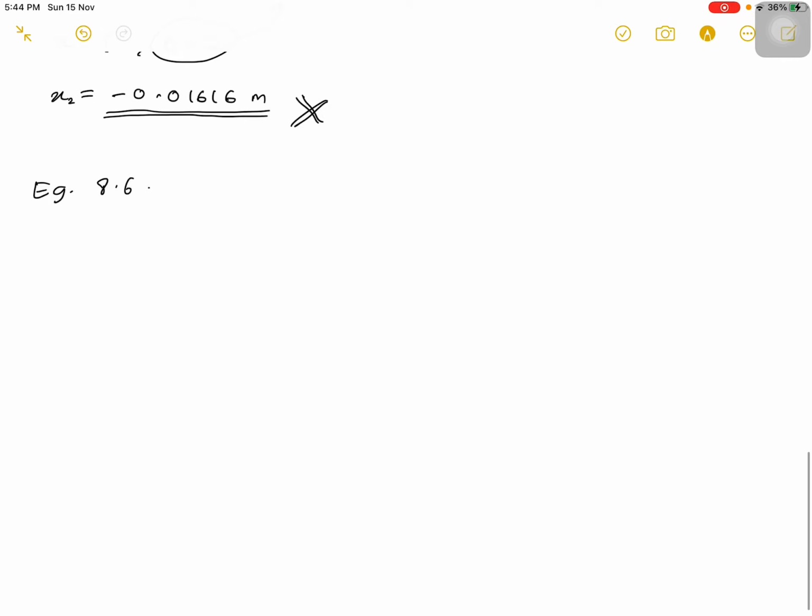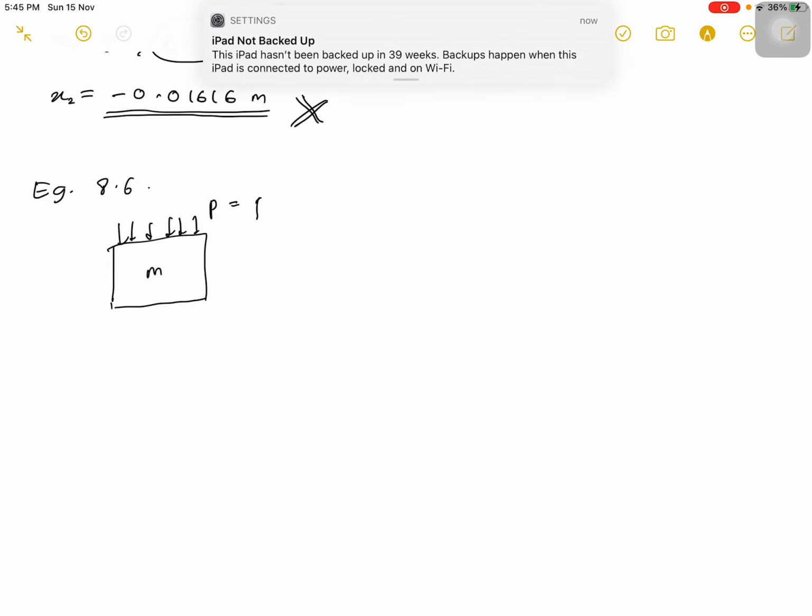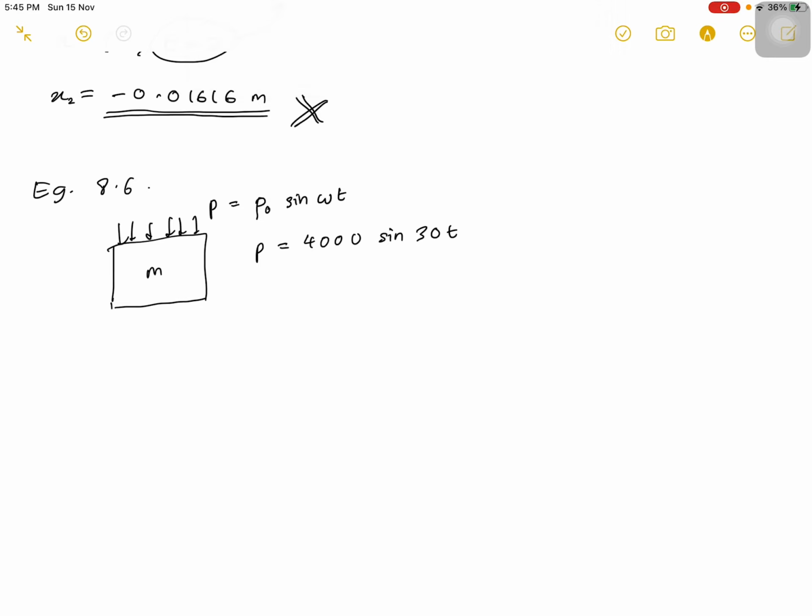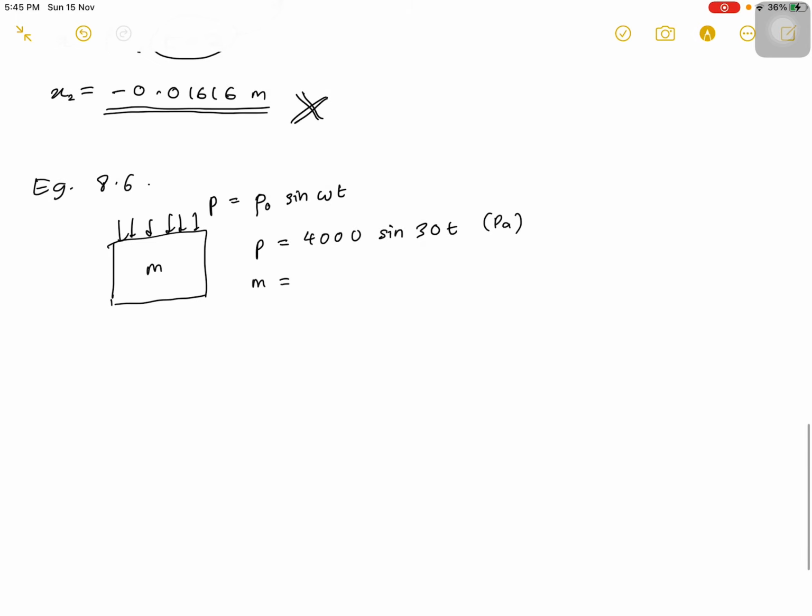So example 8.6, we have the piston, we have the mass, we have the pressure from the top. So P is equal to P0 sine omega t. So P also we have the value already given in the question, 4,000 sine 30t. So this is in Pascal. Alright. So we just jot down every information we get.